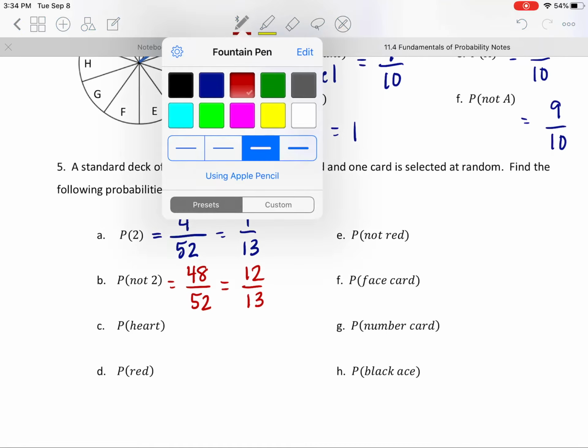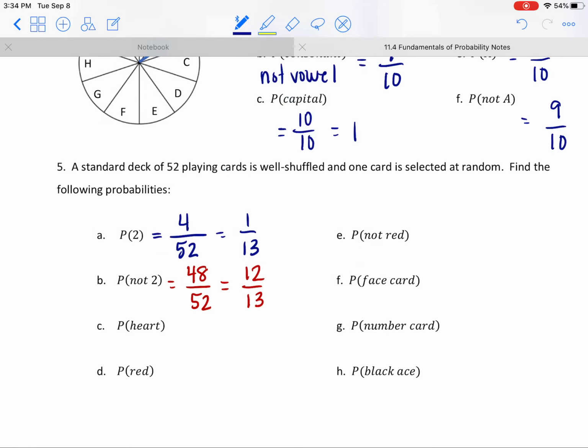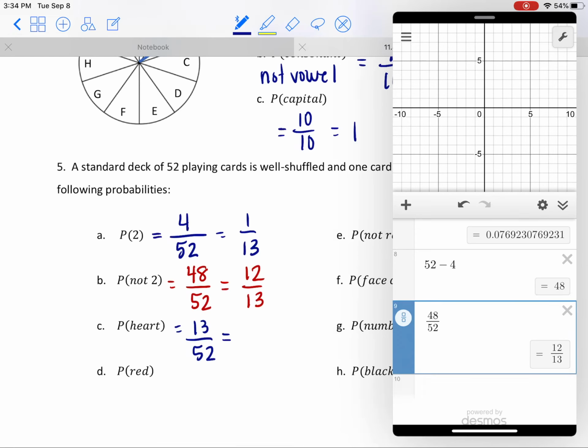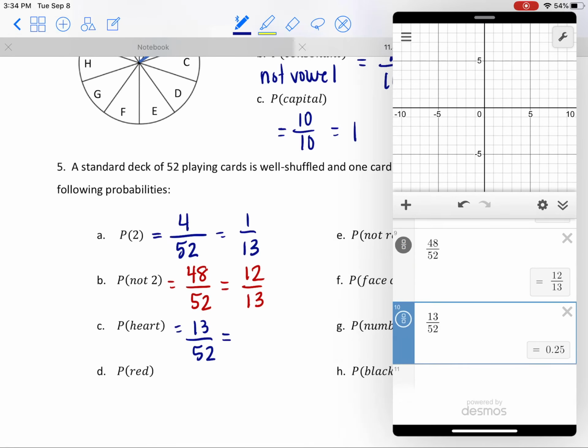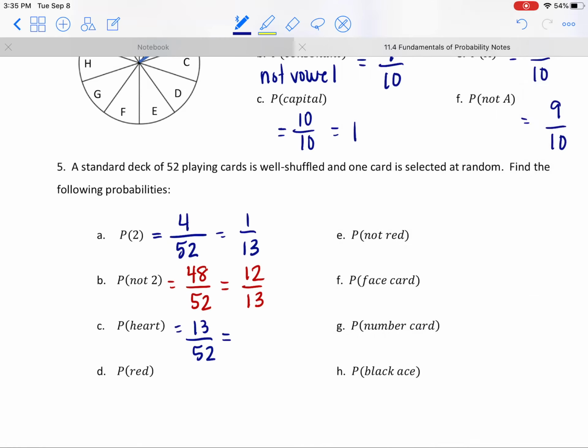Okay? Alright, how about the probability that we land on a heart? So the cards break into 4 suits. You have hearts, diamonds, clubs, and spades. So 13 of the 52 cards are hearts. And 13 out of 52 reduces to 1 out of 4. And that should make sense because 1 out of 4 suits are hearts. So 1 out of 4.